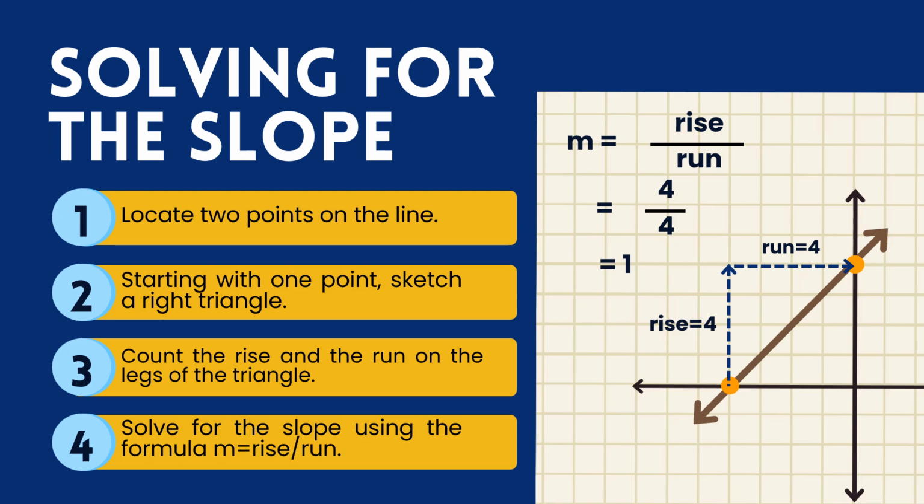Okay, so step 1 would be locate 2 points on the line. Then, starting with 1 point, sketch a right triangle. Okay, count the rise and the run on the legs of the triangle. So if we look at the rise from the point, it went up 4 spaces, and then it's equally in line with the other point. Then we will count the horizontal spaces until we get to that point. So we rose 4 and also ran 4. So rise over run would be 4 over 4, which equals 1. So our slope would be 1.